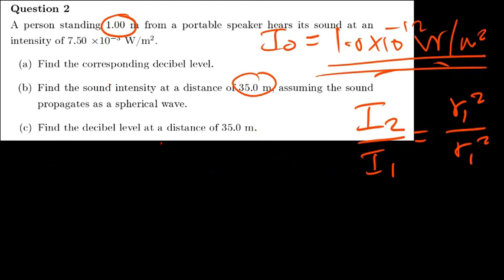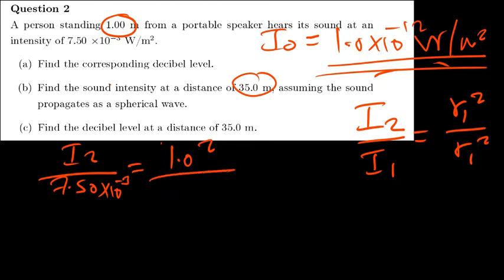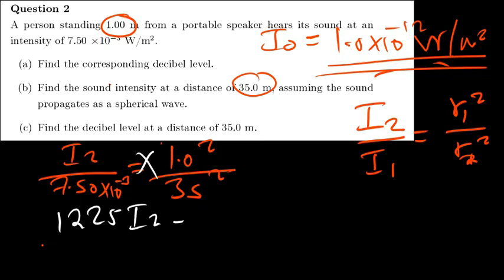So if I plug in the values here, I2 I don't know. I1 is 7.0 times 10 to the power negative 3. Then R1 is 1.0, and I square it. R2 is 35, and I square it. So we cross multiply. We'll have 35 squared, which is 1225, times I2, equal to 7.50 times 10 to the power negative 3, like that.